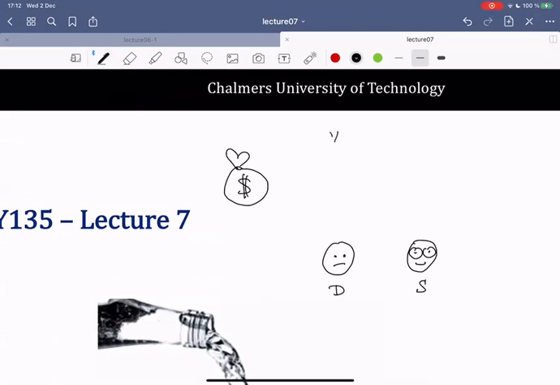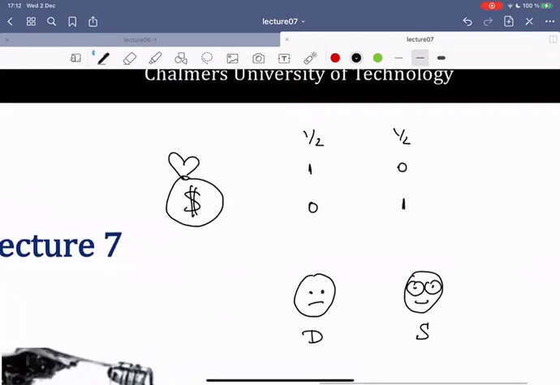And you have three choices. You could give them each 1/2 of the money. You could give everything to dumb and nothing to smarty, or you could give nothing to dumb and everything to smarty. And each of these choices will have different implications.